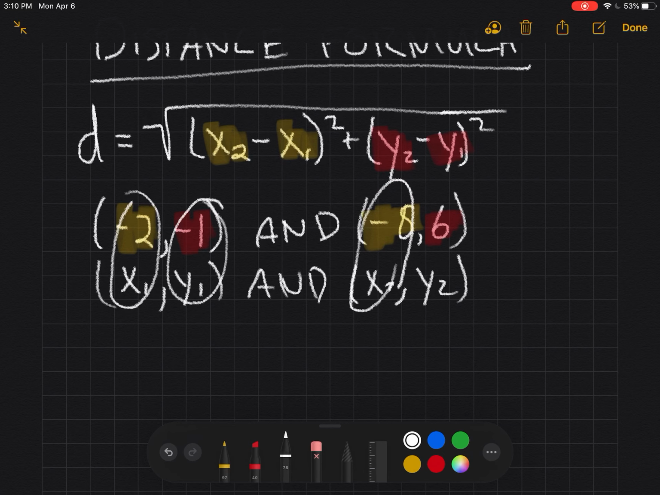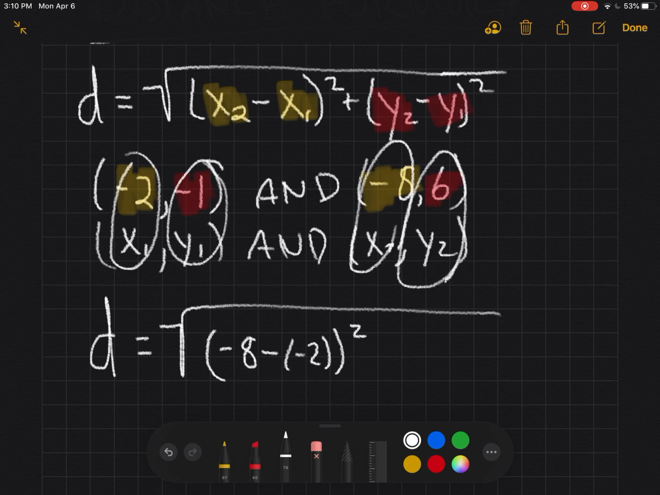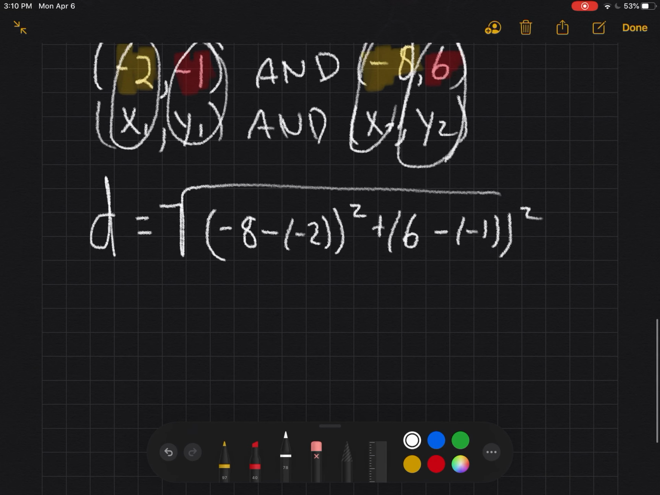So I'm going to put in -2 for x1, -1 for y1, -8 for x2, +6 for y2, and then I'm going to do that computation. So d is equal to the square root of -8 minus -2, quantity squared, plus 6 minus -1, quantity squared. So let's go ahead and do some simplifying in here and see what we get.